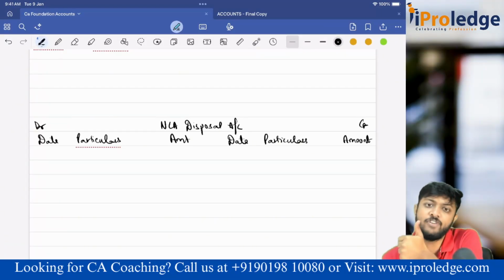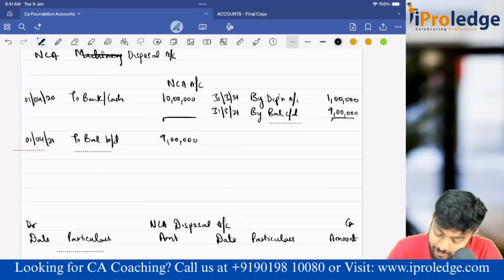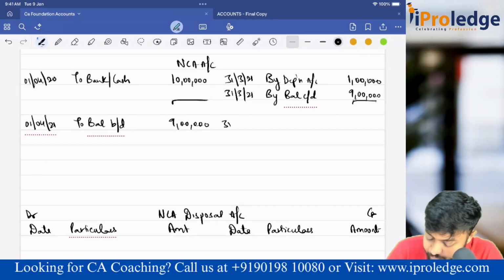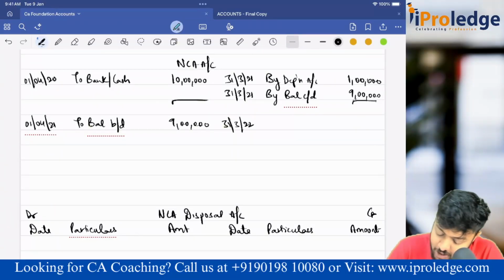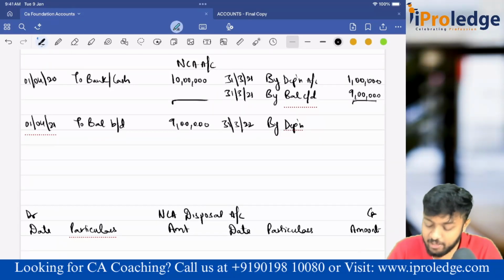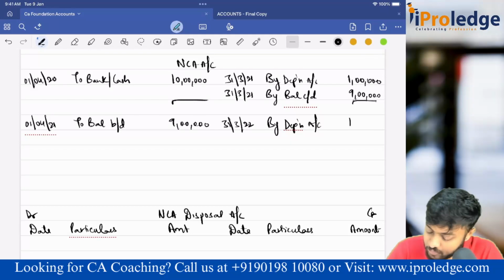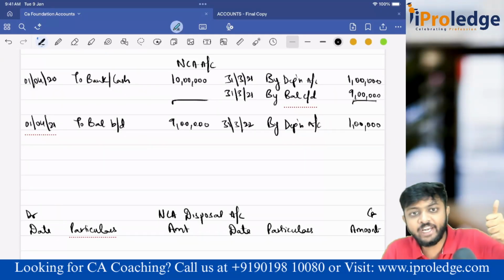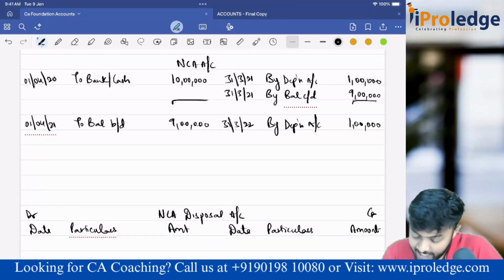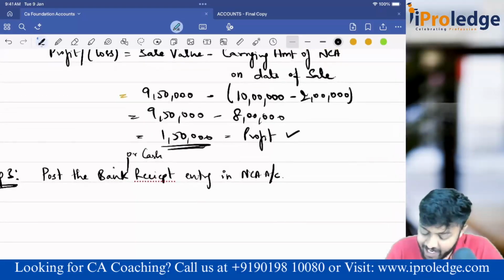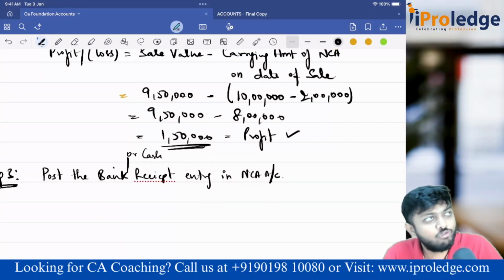First step was what? First step, give depreciation till the date of sale. Where will we give depreciation? Normally, we'll give depreciation in NCA account in this method. It is sold in the end of the year. So 1 lakh per annum is the depreciation. So given depreciation till the date of sale. Second, what you have to do is calculate profit or loss. That we have already calculated. Profit is 1,50,000 rupees. No doubt.